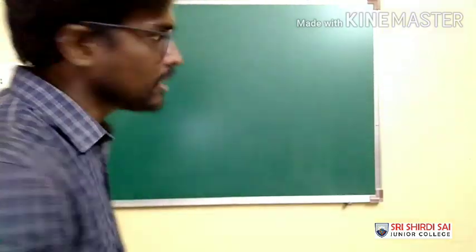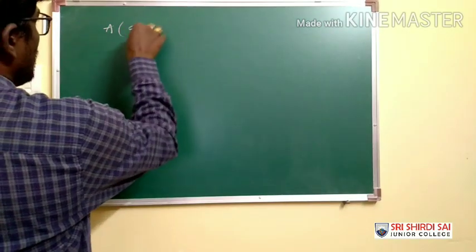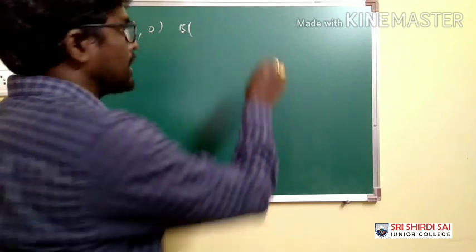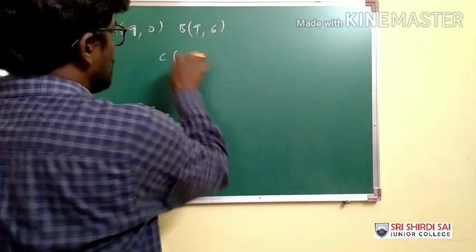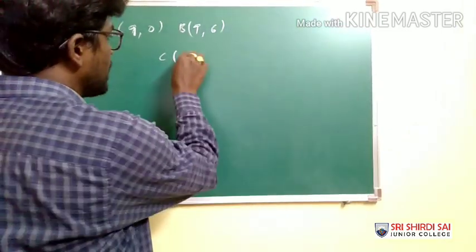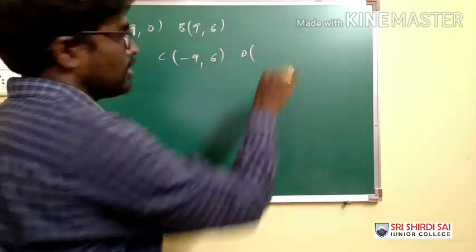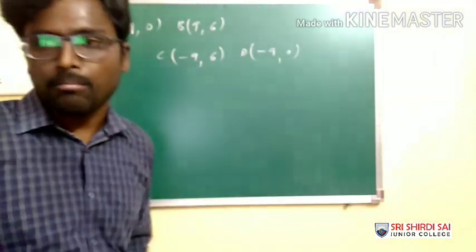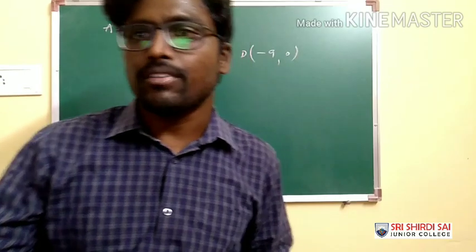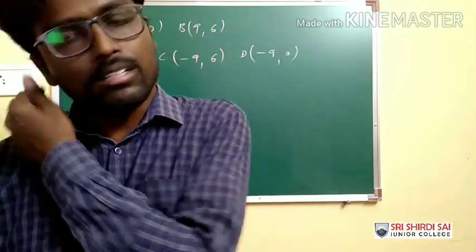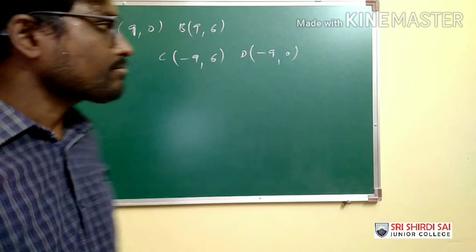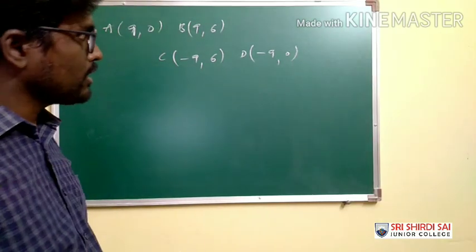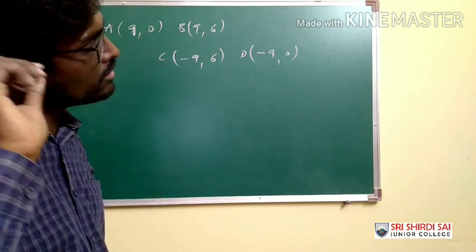The points A(9, 0), B(9, 6), C(-9, 6) and D(-9, 0) are the vertices of a square, rectangle, rhombus or trapezium. See, when you notice the coordinates properly, you can justify the nature of the quadrilateral with just brain calculation.